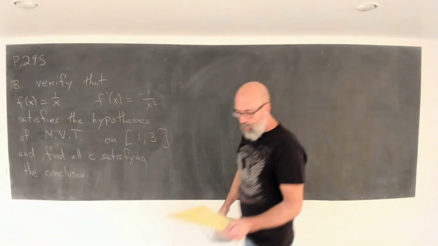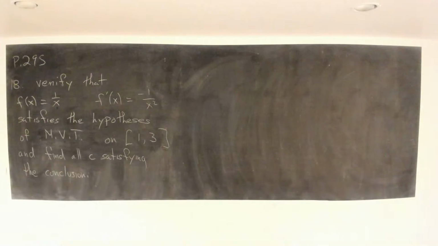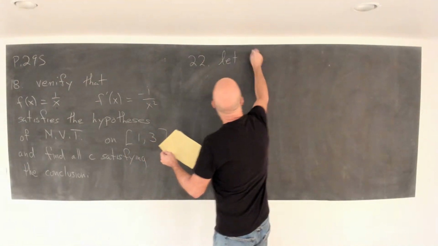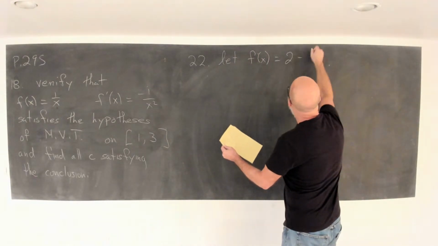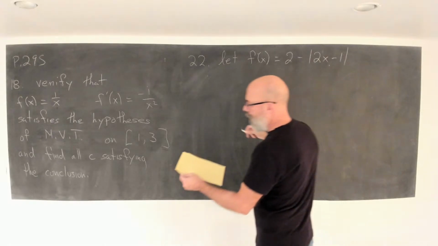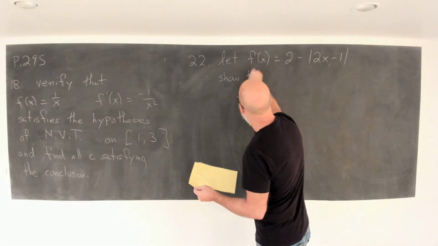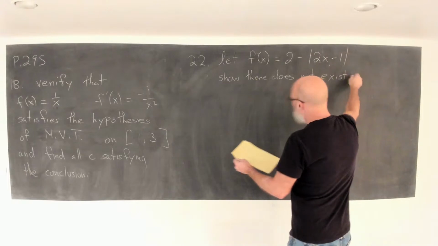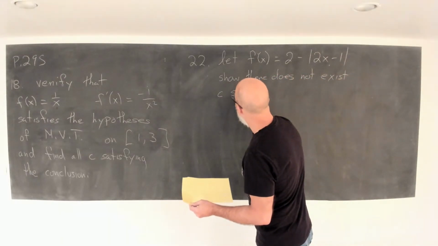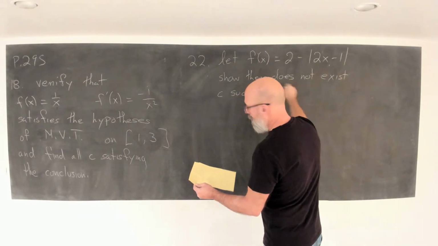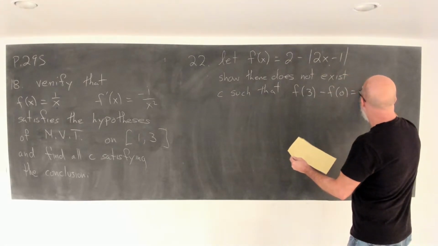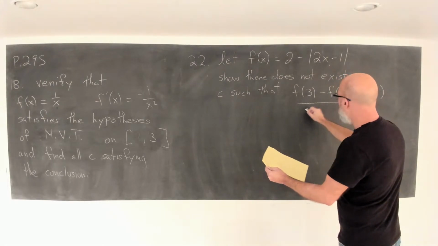And one example of that is number 22, which I was going to do, and then I wasn't going to do it. Why don't we do it? Let f of x be 2 minus the absolute value of 2x minus 1. Show there does not exist a c such that f of 3 minus f of 0 is equal to f prime of c. Well, let's say this.